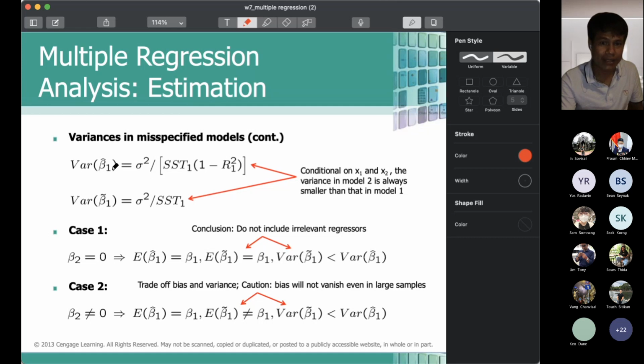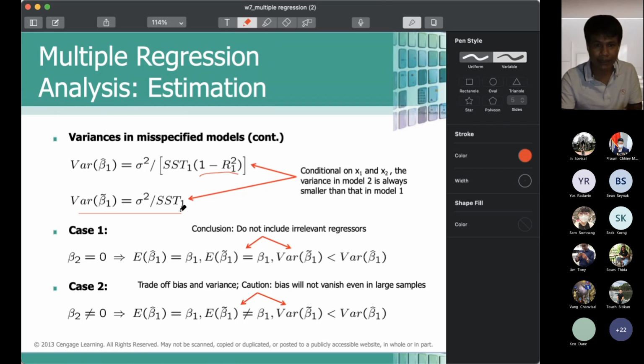When we have multiple independent variables, we have to include this denominator. But for the variance of delta 1 delta, when there is only one independent variable, there is no denominator of 1 minus r1 square. So there is no multicollinearity issue with this model 2. Remember, when I say model 1, it means there are two independent variables. Model 2 has only one independent variable.